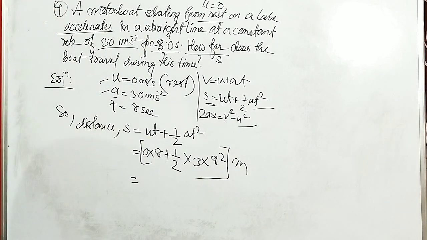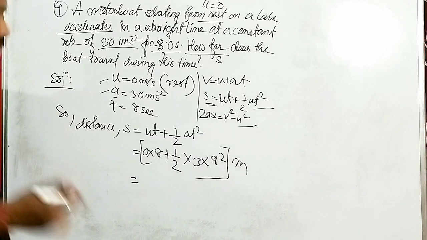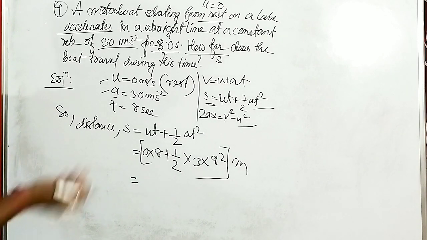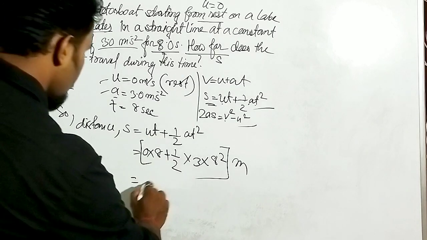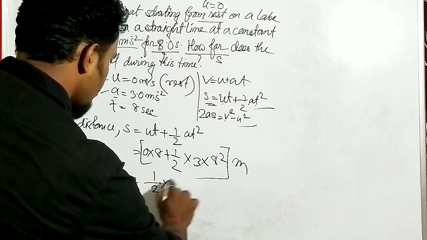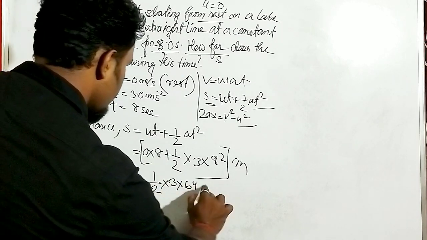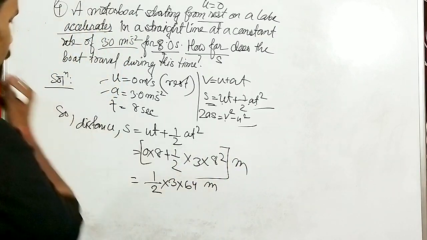So we don't need to write it, because 0 into 8, if we add something with 0, it is going to be that quantity. So we'll not write it. We'll simply write 64 meter, because 8 square equal to 64, right?